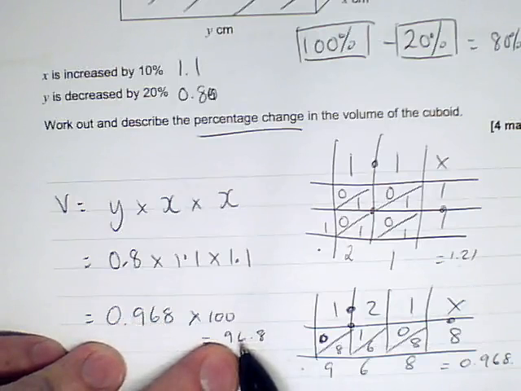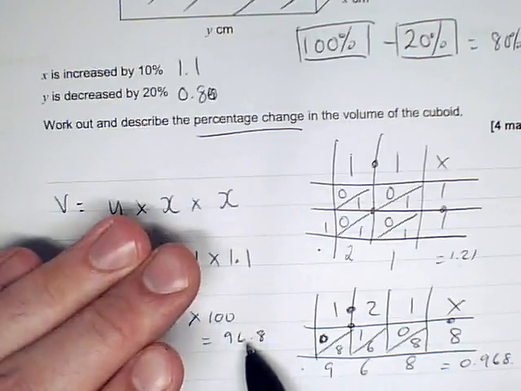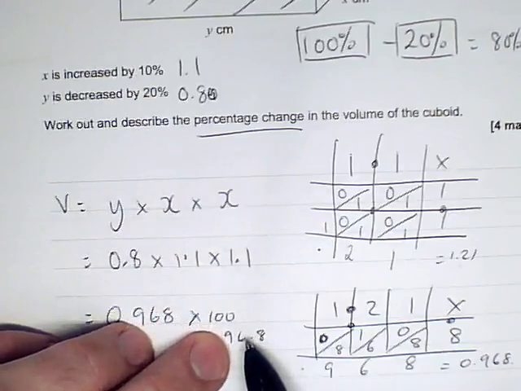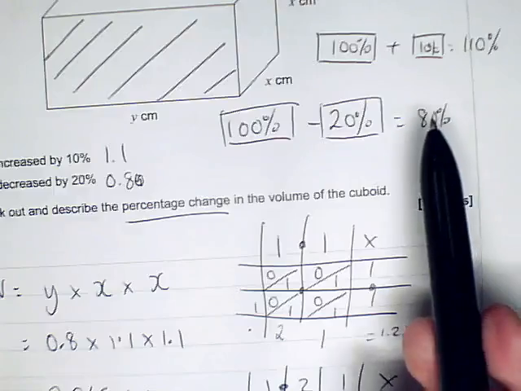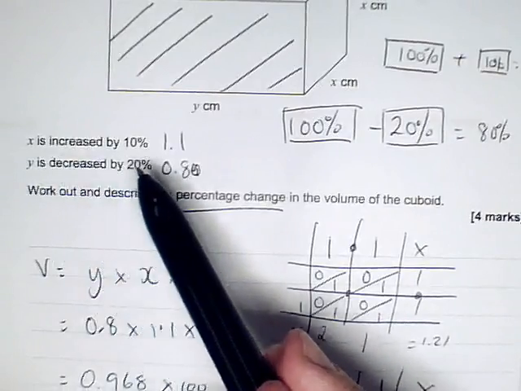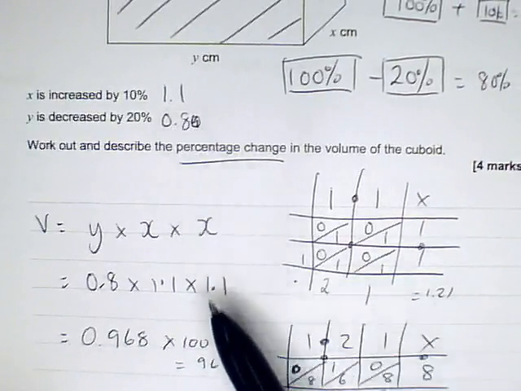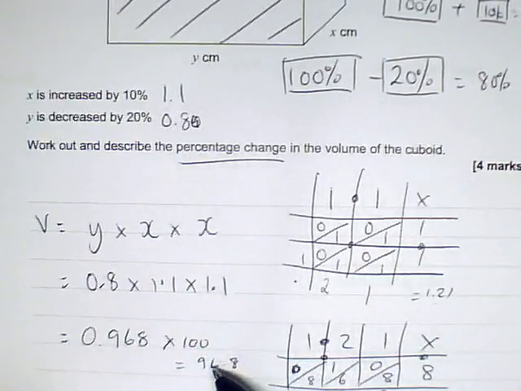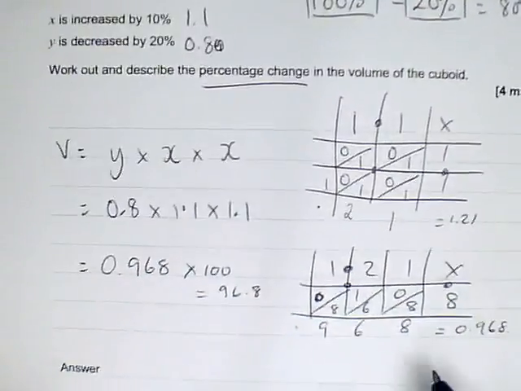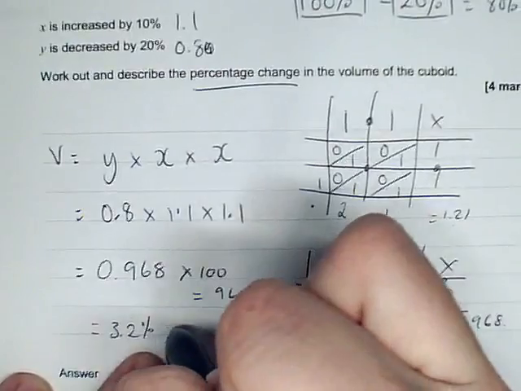If this evaluated to be 100, that means there would be no change whatsoever. Because the value has gone down, a bit like with our multiplier here, we had a multiplier of 0.8, which represented a decrease by 20%. 0.968 means it's also a decrease, but it's not 20%, it's actually 3.2%, because 96.8 add 3.2 takes you to 100. So it's a 3.2% decrease.